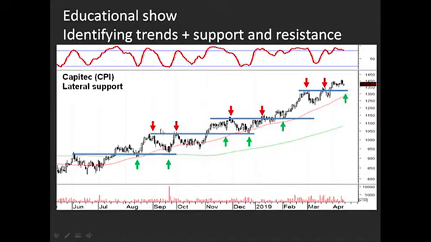And the red and green arrows that I've shown there indicate the concept. The green arrows indicate where you've got support. The red arrows indicate resistance. And it's notable how what was previously resistance becomes support once the price has broken out through that resistance zone.